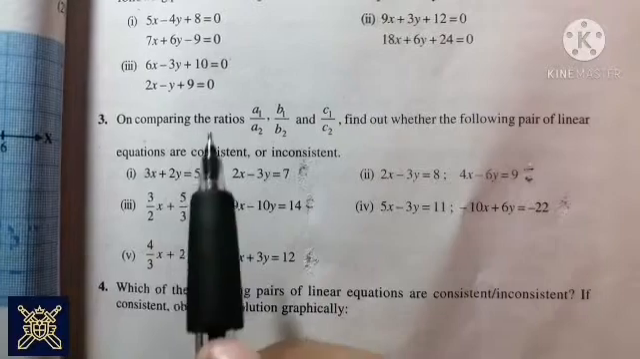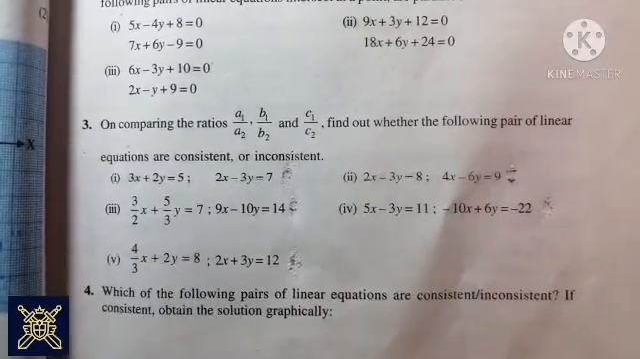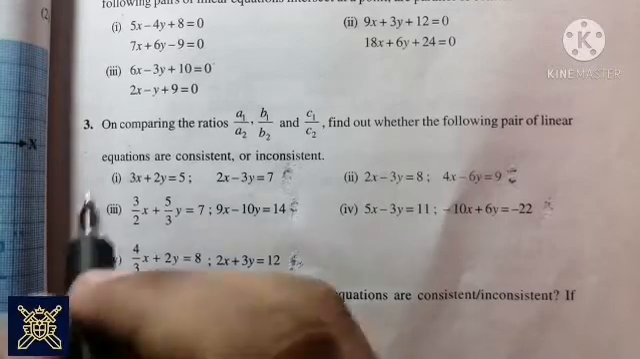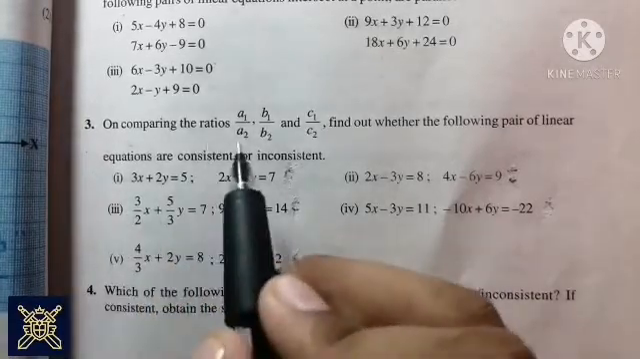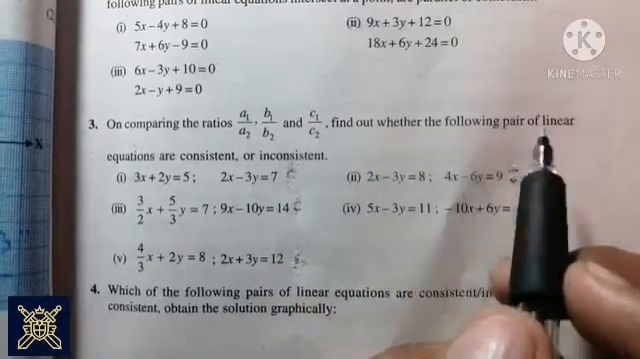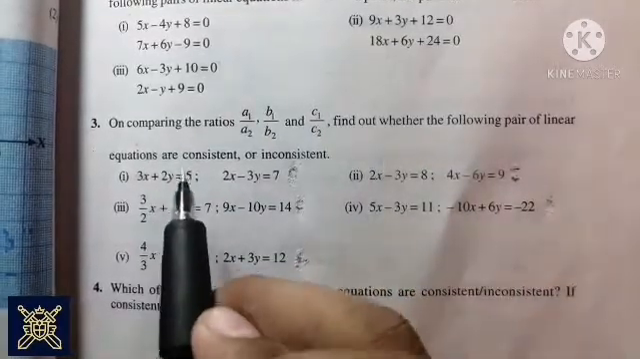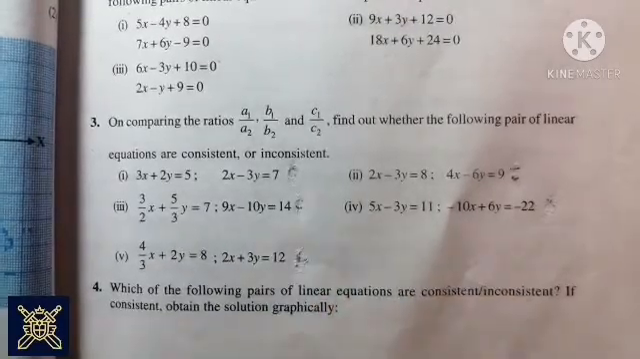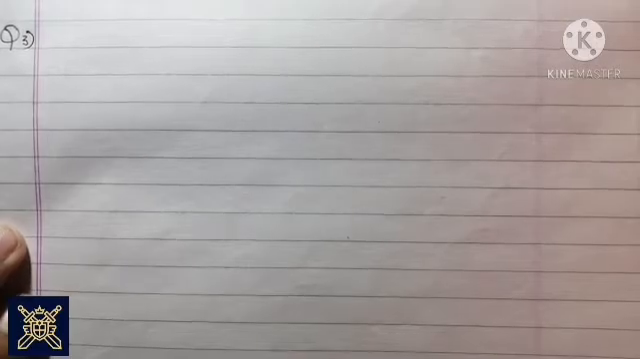In this video, we'll be seeing exercise 3.2 of pair of linear equations in two variables. So we are doing the third question. On comparing the ratios a1 by a2, b1 by b2 and c1 by c2, find out whether the following pair of linear equations are consistent or inconsistent. So now let's start with the solution.